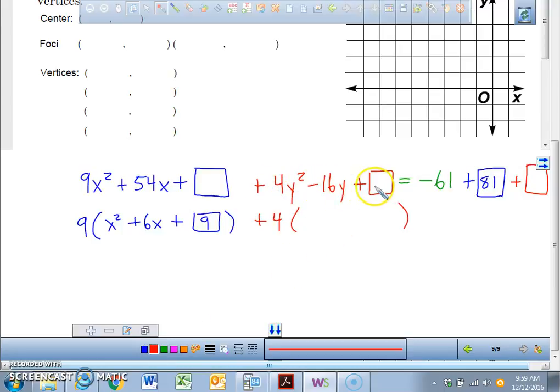What do I have to divide everything by in the red part? 4. So I have y squared. What's negative 16 divided by 4? Negative 4. Now I can complete the square because half of this is negative 2, and negative 2 squared is a 4. But I can't put a 4 right here. I need to put a 16 because 4 times 4 is 16. Now, on the right side, everybody. 36.